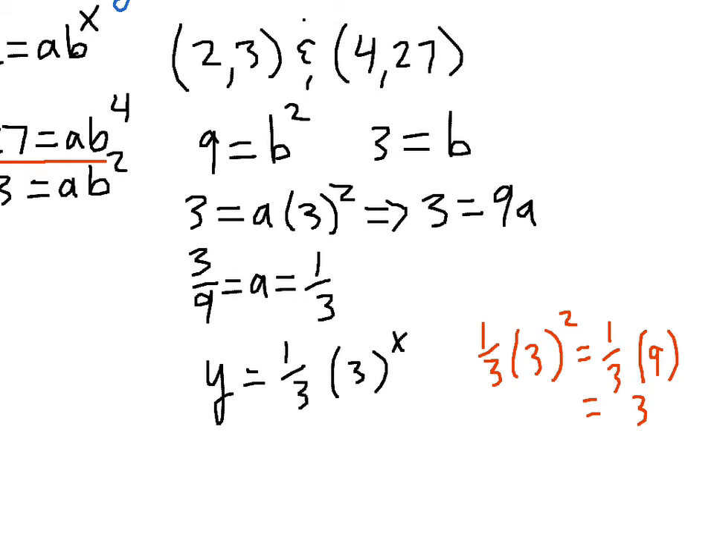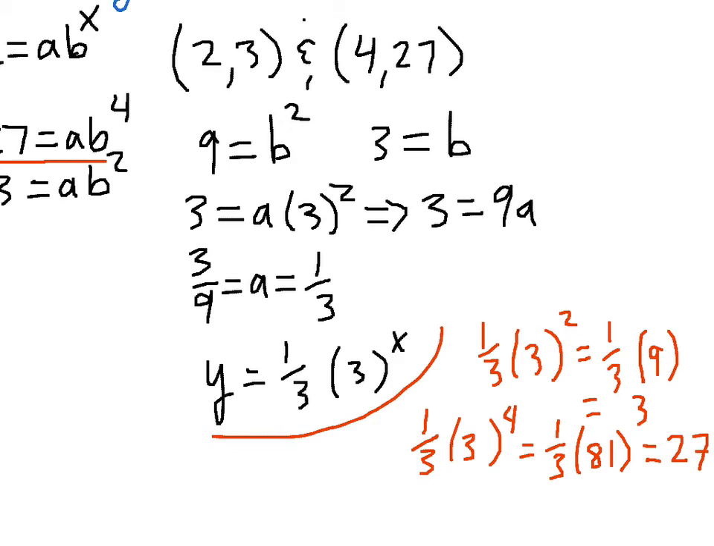We'll check 1/3 times 3 to the 4th equals 1/3 of, see, 3 times 27 is 81. Oops. 1/3 of 81, which when we divide 81 by 3 gives us 27. So we did it right. That's the correct equation. Let's take a look at another example.